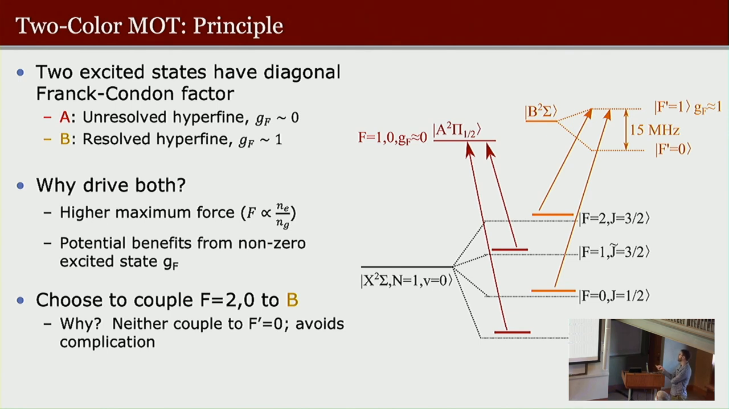Am I concerned? Again, another reason to pick these two ground states is that you don't have to really worry about the repulsive force, because F equals 2 and F equals 0 can't couple to F prime equals 0, so you avoid the problem. The repulsive force doesn't matter in this case.